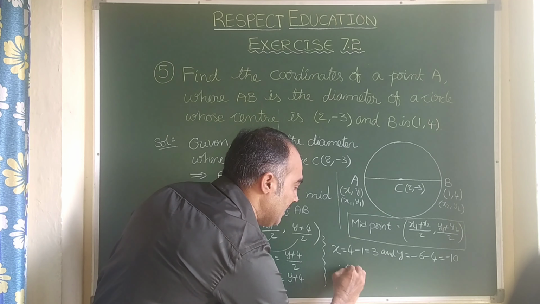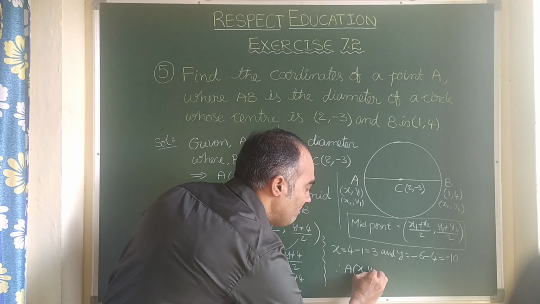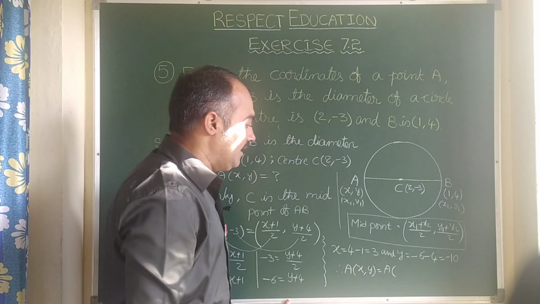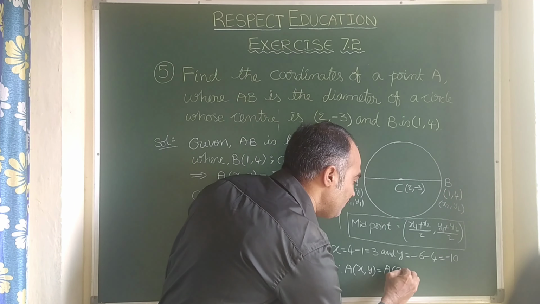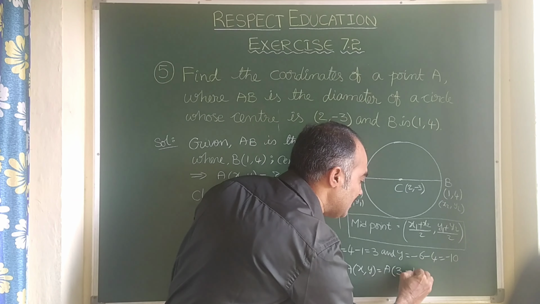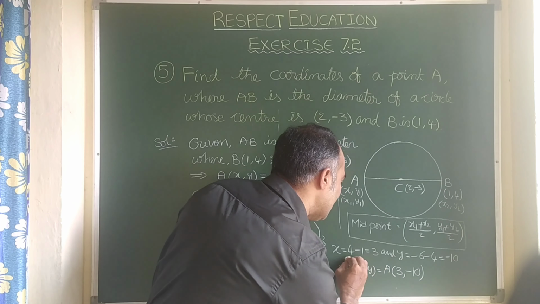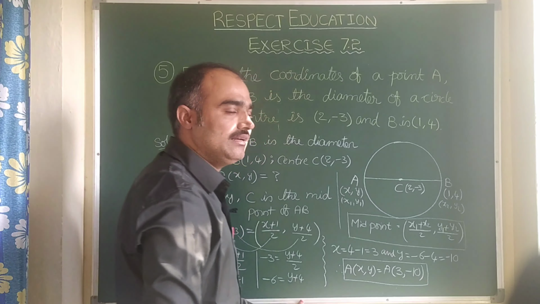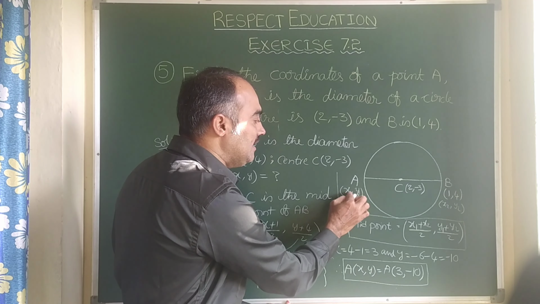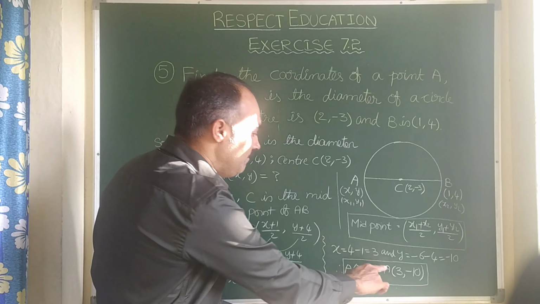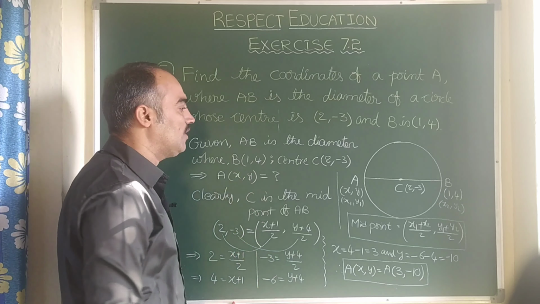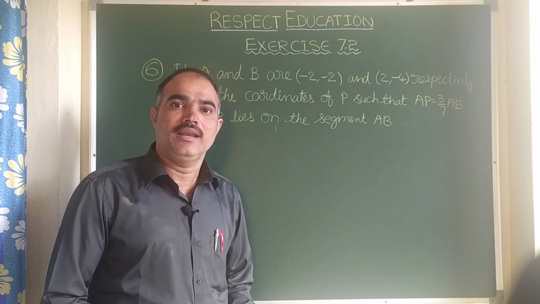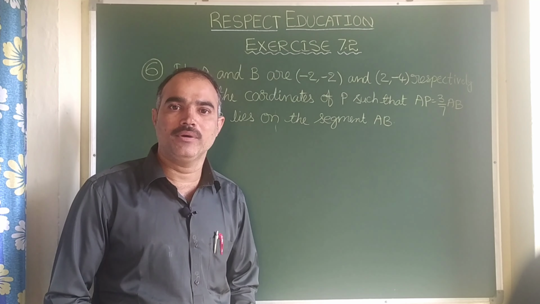Therefore A(x, y) is equal to A. The value of x is 3, the value of y is minus 10. That means here the final answer is 3 comma minus 10. That means here in place of A, 3 comma minus 10 should come. With this, problem fifth gets completed. Right? Let us see the next question, that is question number 6.